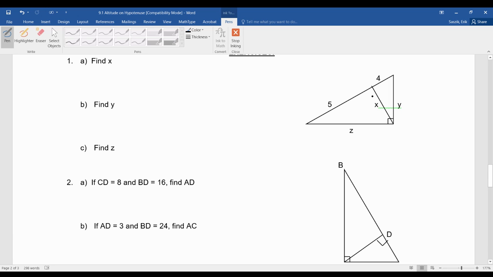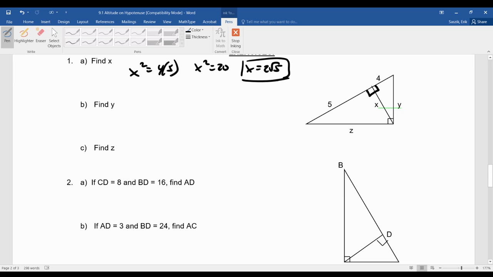So, this is supposed to be given to you as being an altitude, so I'm going to mark that in there. So clearly x is in the altitude position. So x squared equals part 1 times part 2, so 4 times 5. So x squared equals 20. So x would be 2 root 5. You got to simplify. Remember, we don't give the negative answer because that wouldn't make sense here.